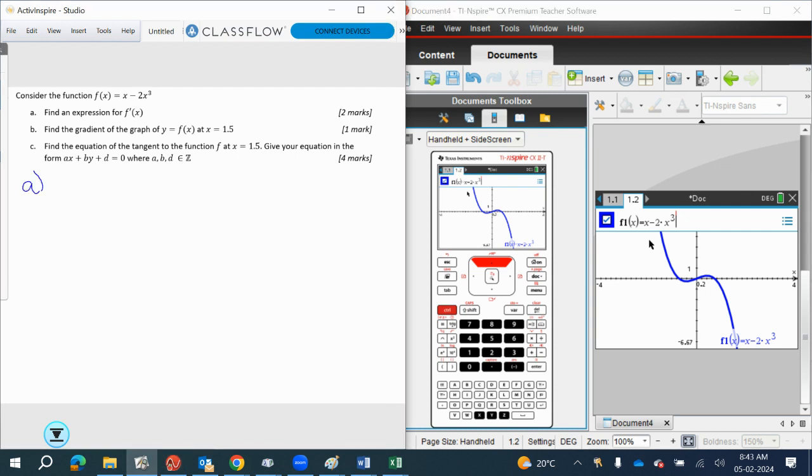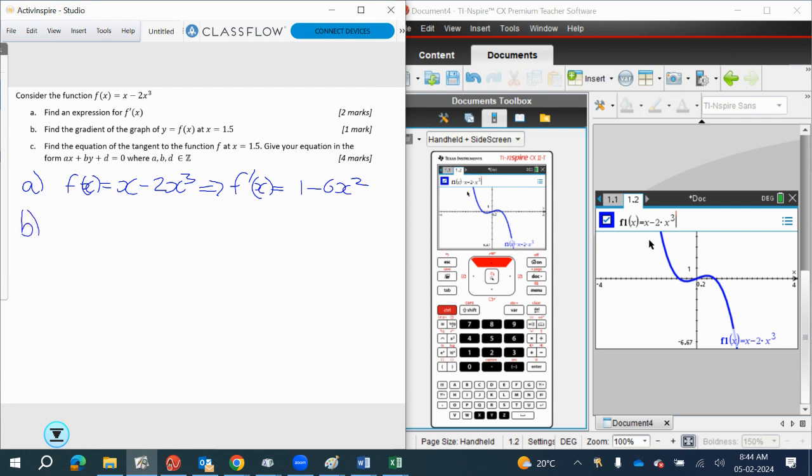So for A, we've got f of x is equal to x minus 2x cubed. This means that f prime of x is going to be equal to 1 minus 6x squared. You have to use the formula for this one. The rest we can do on the calculator.